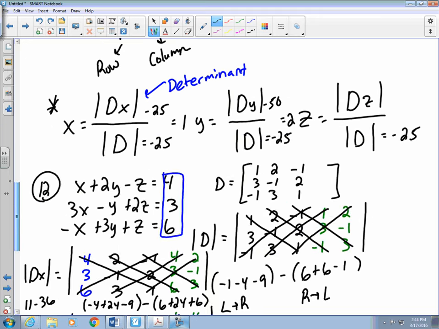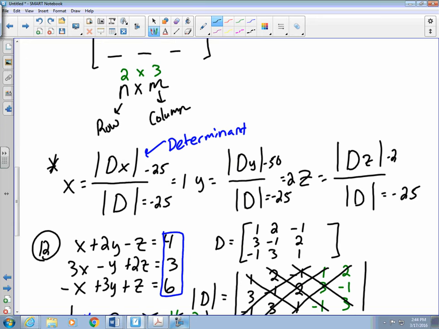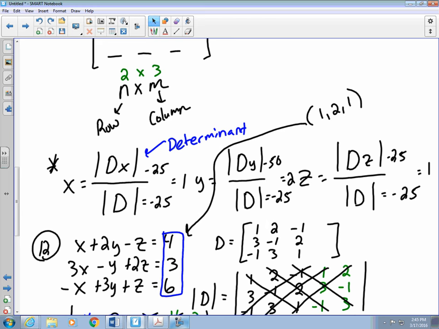Put that up here. z is 1. So with that, we know the solution: x is 1, y is 2, and z is 1. And you can go back and plug that back in to see if they all work, just like you could with any system. You can always check to make sure it works.